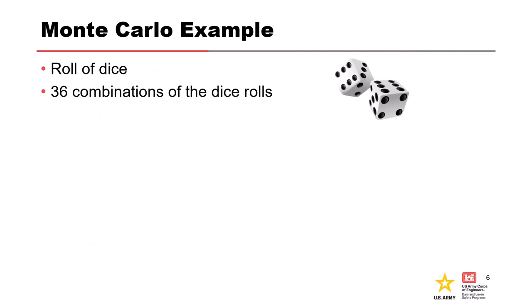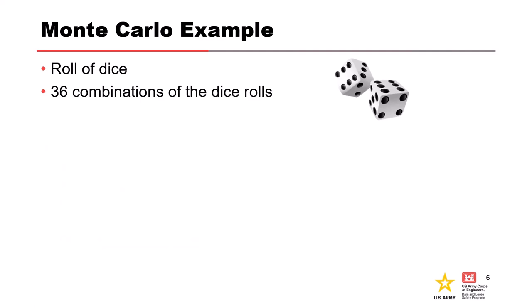So we'll go through a couple of very easy examples, hopefully. A sample is, you know, rolling. An example is rolling two dice. There are 36 combinations, so we can calculate the probability distribution of the dice pretty easily.